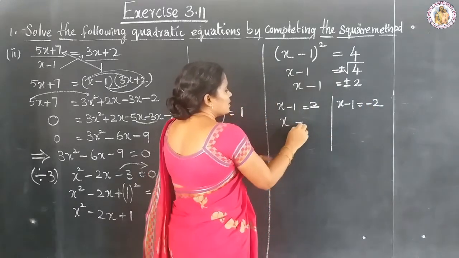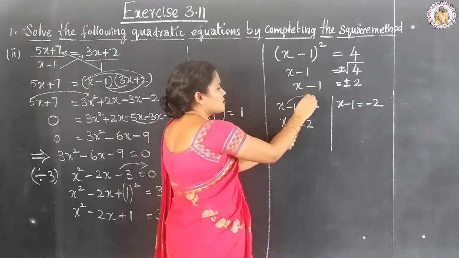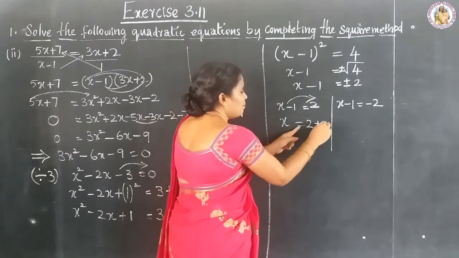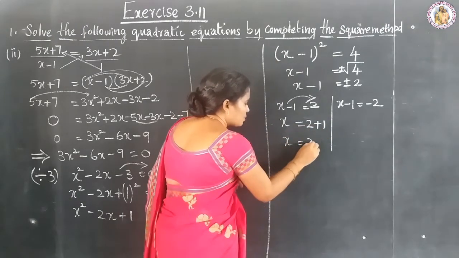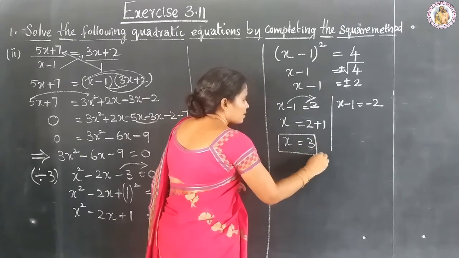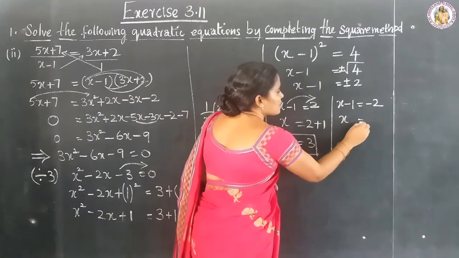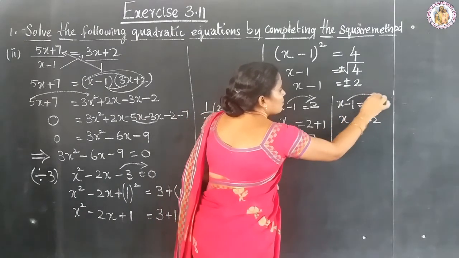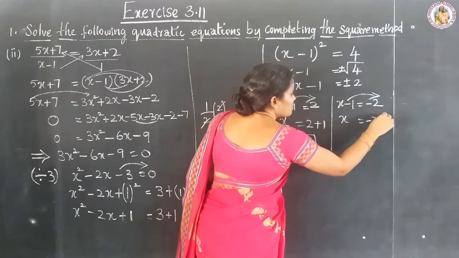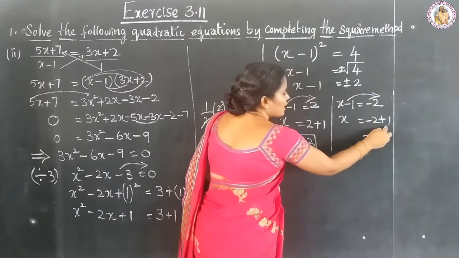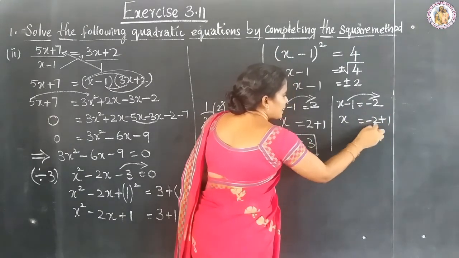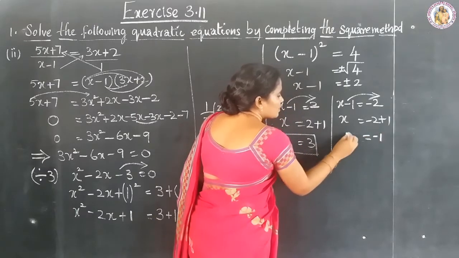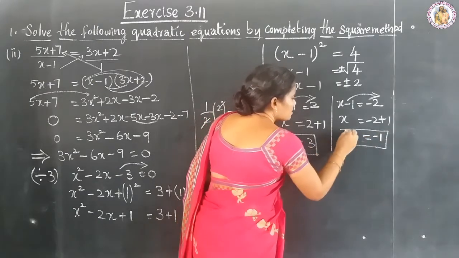Now x is equal to 2 minus 1 will become plus 1, so x is equal to 3. And here x is equal to minus 2 minus 1, when it comes here it becomes plus 1. So 2 minus 1 is 1, 2 is greater, so minus 1. So x is equal to minus 1.